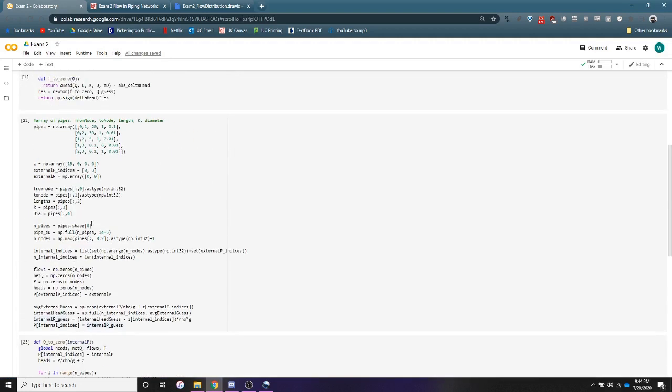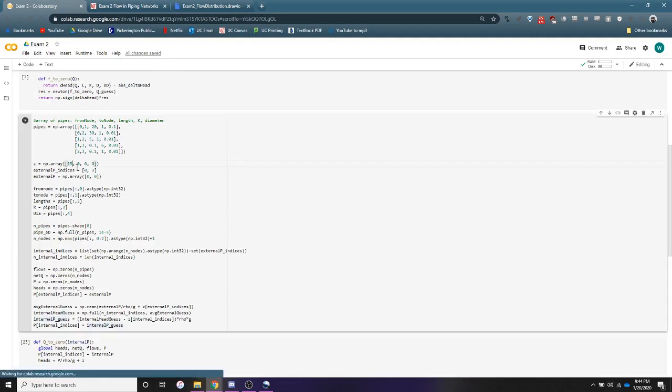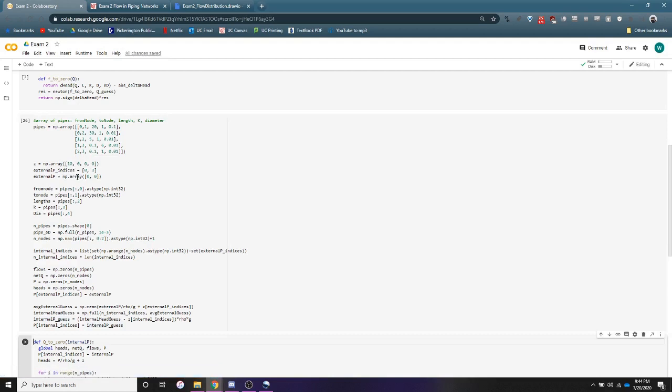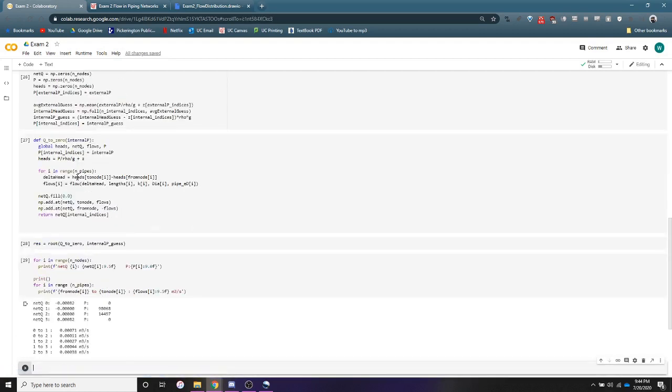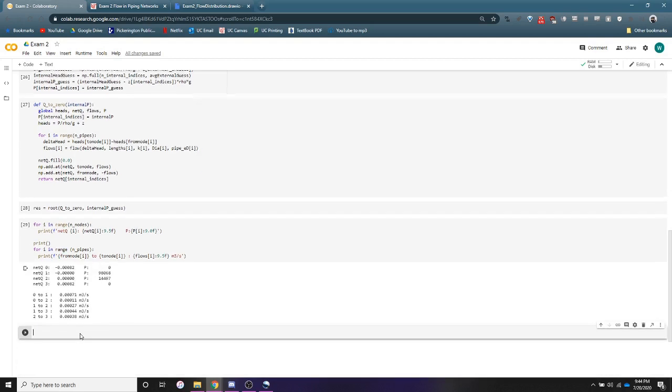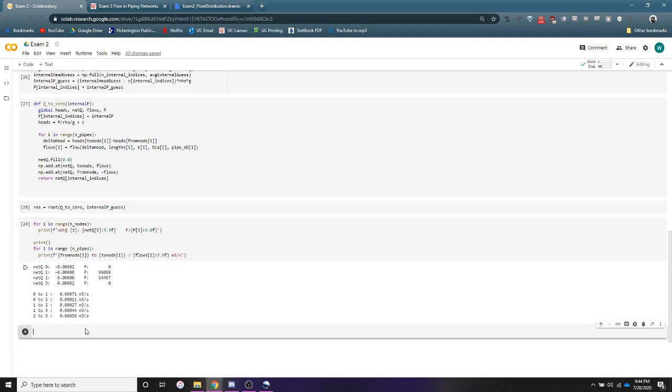If we go up here and say have 10 be our initial guess, and then run this again, see that changes it a little bit. Our net flows are still almost 0, and our pressures change, but that's just due to the root finding and the error from that. But other than that, this is a complete code.